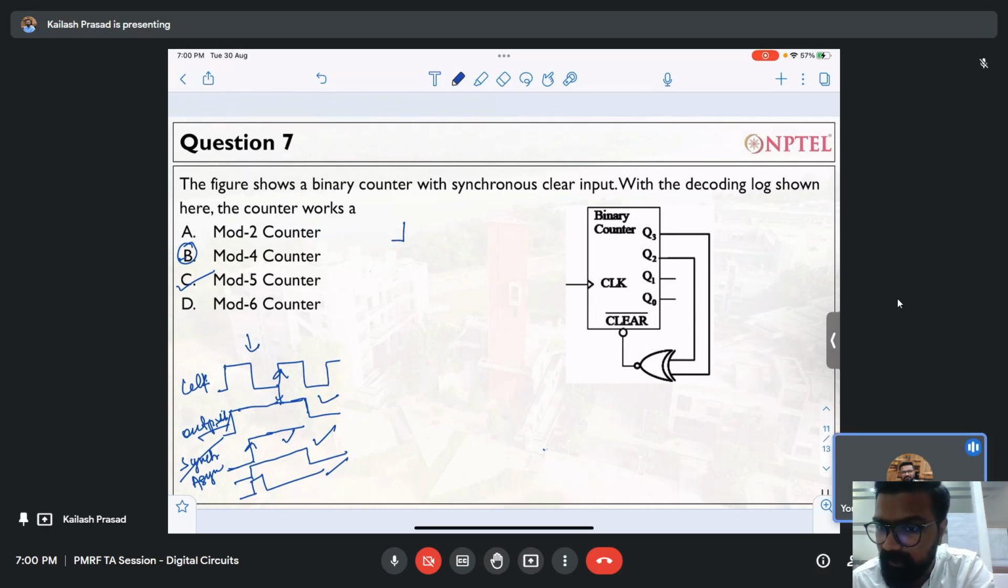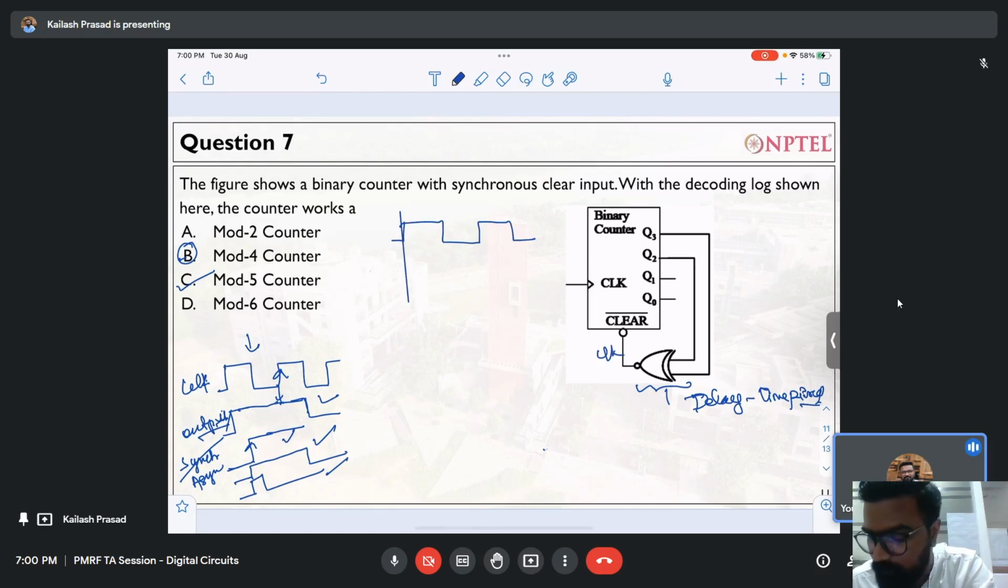No, no. If it has some delay, again the delay should not be greater than the time period of the clock. That's my consideration. So if this is my clock, and this output you got, this is the clear signal. As soon as the clock comes and you see that your q1 q2 q3 has become 1 0 0 0, or suppose 0 1 0 0, it has become like this.